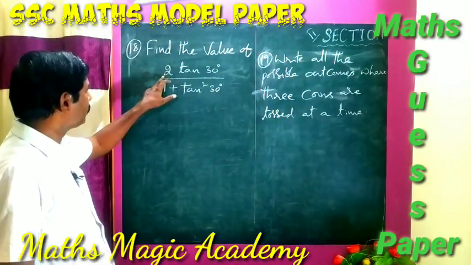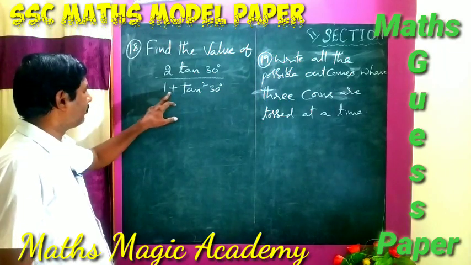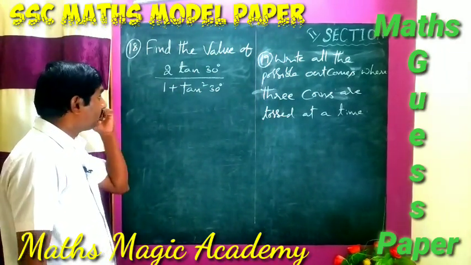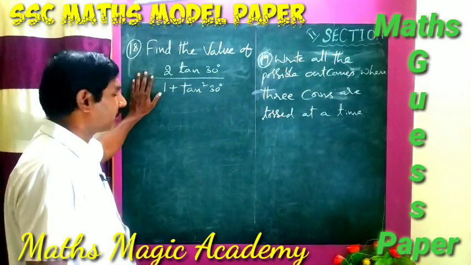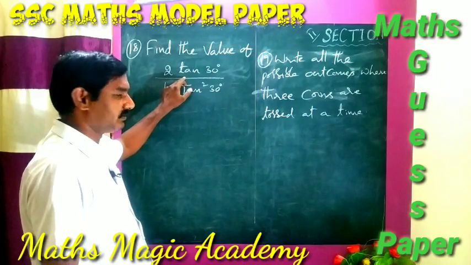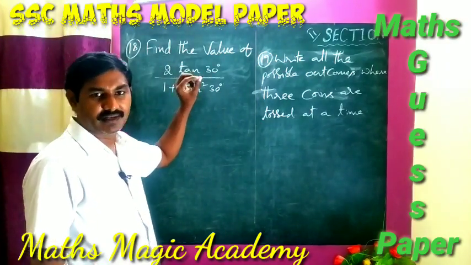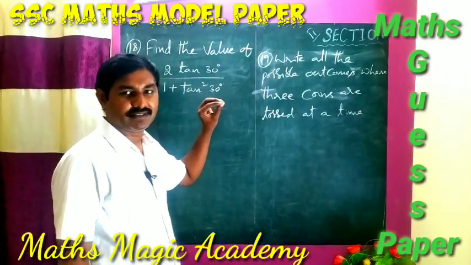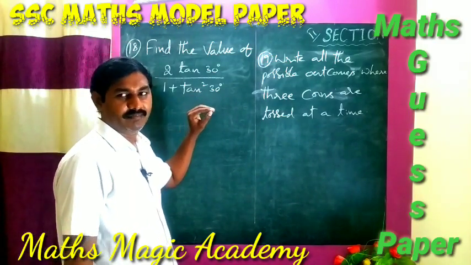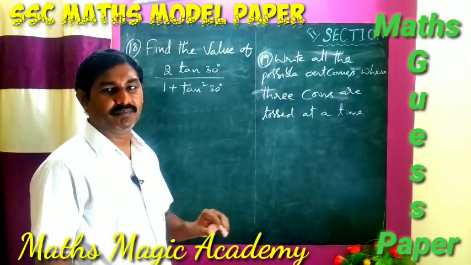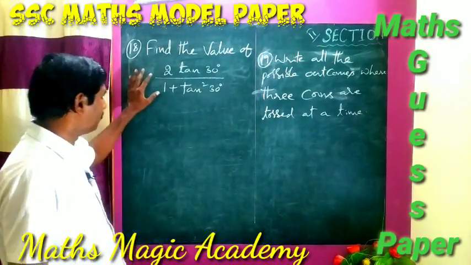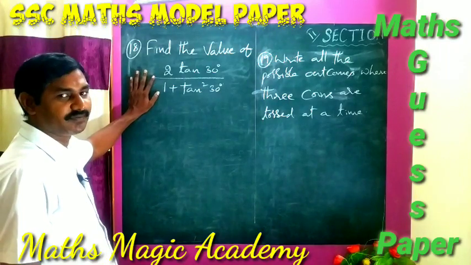Next, question number 18. Find the value of 2 tan 30 degrees by 1 plus tan square 30 degrees. Children, if you want to solve this problem, definitely you have to know the trigonometric values: tan 0, tan 30, tan 45, tan 60 and tan 90. Minimum you have to learn the table which is given in your textbook. If you know those tabular values, then you can solve these problems very easily.